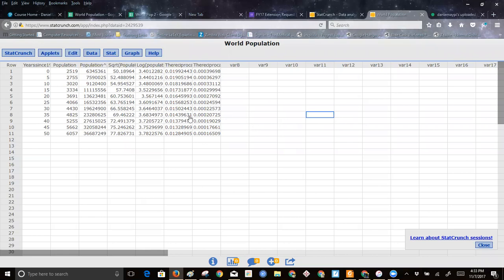I want to look at all the different combination pairs. And what's nice about using this in StatCrunch is it does a lot of the calculation for us, so that you don't have to worry about all that.